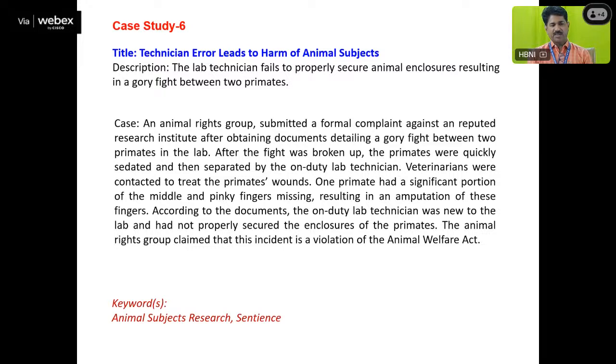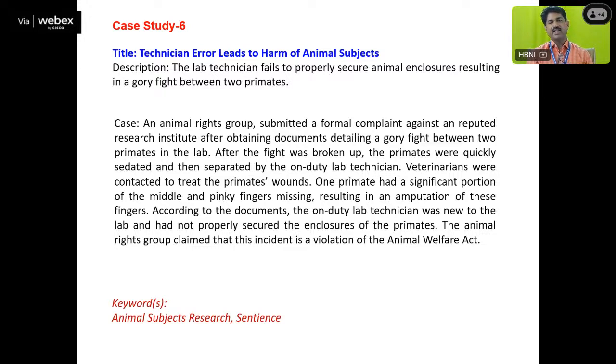According to the documents, the on-duty lab technician was new to the lab and had not properly secured the enclosures of the primates. The animal rights group claimed that this incident is a violation of the Animal Welfare Act. So whenever we are using animals for our particular research studies, we should be aware of what the Animal Welfare Act or Animal Ethics Committee's rules or guidelines are. So we have to follow them very strictly.